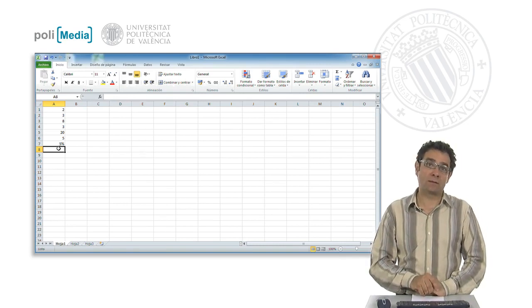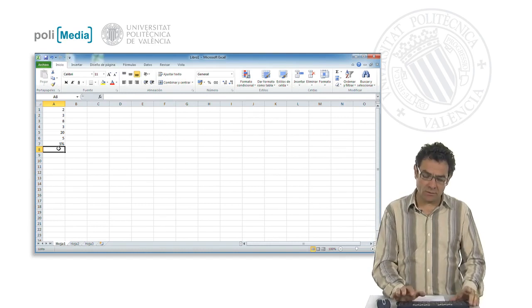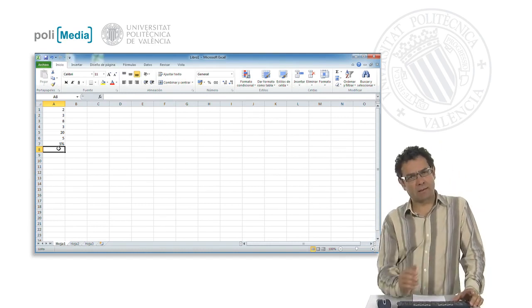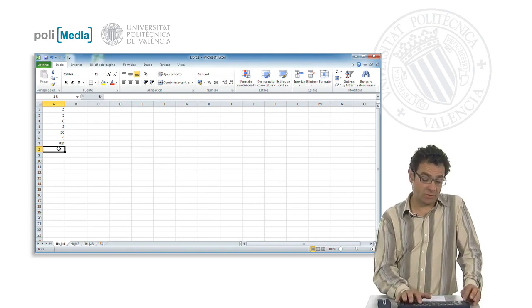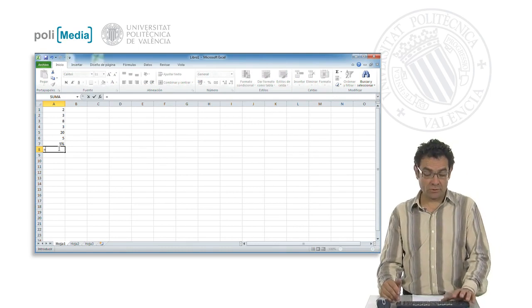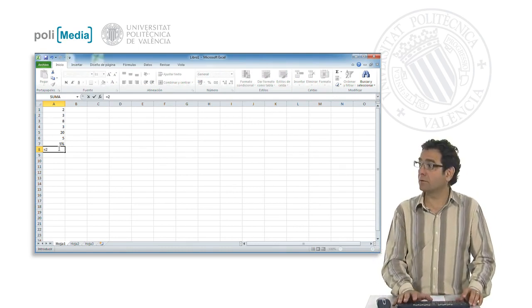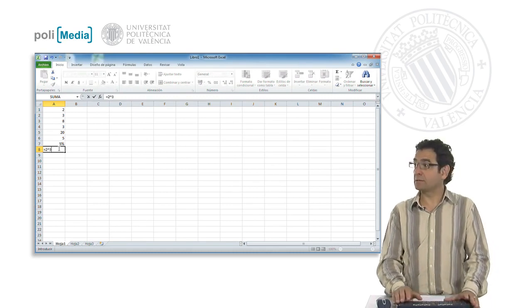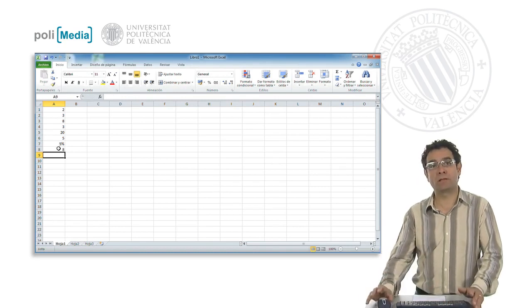The last symbol that we could use within the expressions is the circumflex sign that serves to indicate the power of a number. For example, if I want to calculate 2 cubed, we would put 2 to the power of, with the circumflex, 3. In this case, the result would be 8. It is what appears when we hit enter.